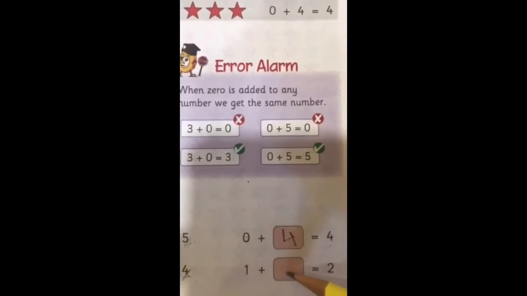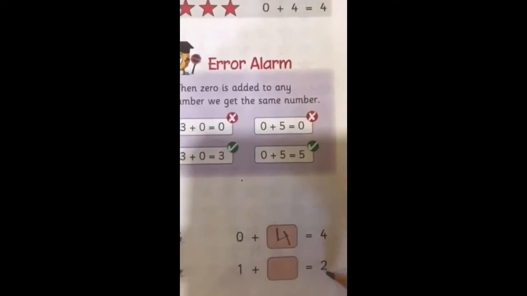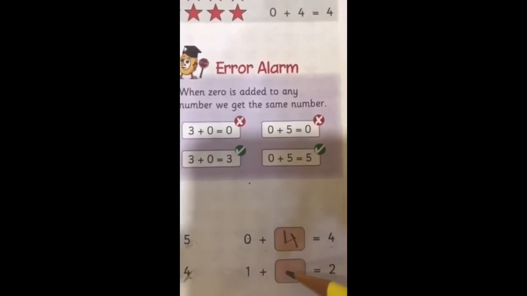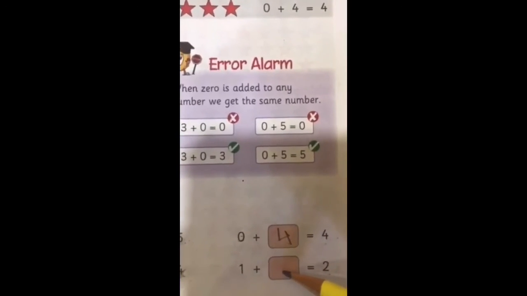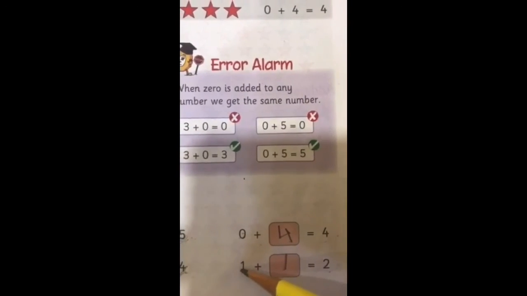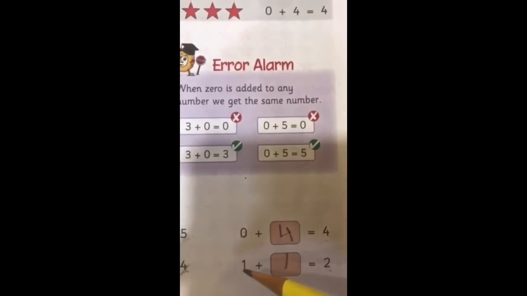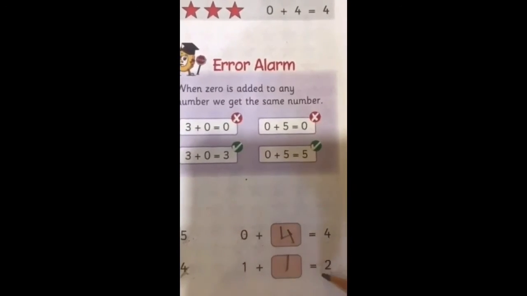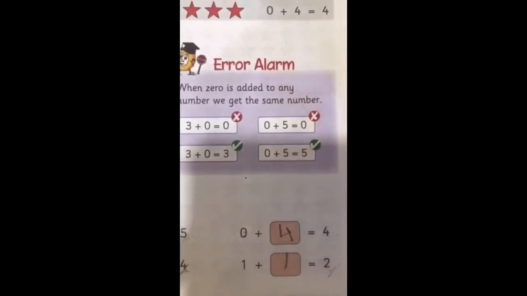So 1 plus this equal to 2. So the answer is already 2 here. So the missing number will be, yes, 1. If we add 1 plus 1 equal to, the answer will be 2.